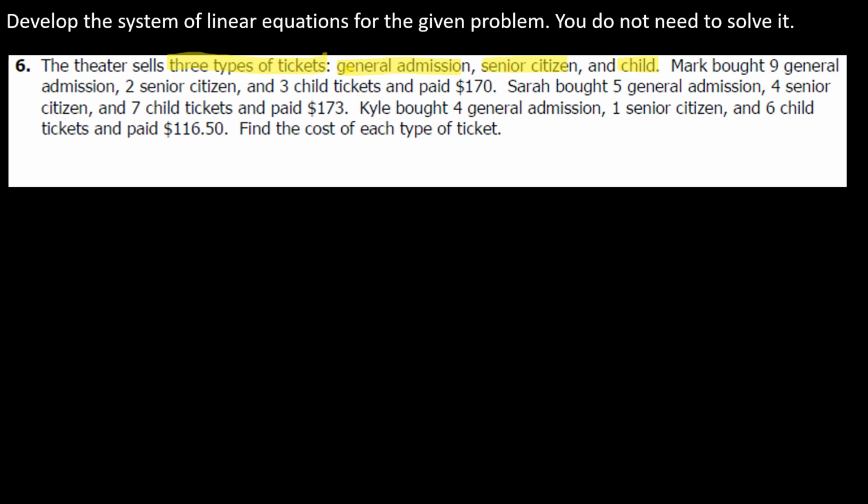So what I'm going to go ahead and do is start labeling these as X, Y, and Z. This really trains my brain into understanding what we're going to be discussing here. So for general admission, we're going to just set this equal to X. For seniors, okay, we're going to set this to Y, and child will be Z. All right, let's keep going.